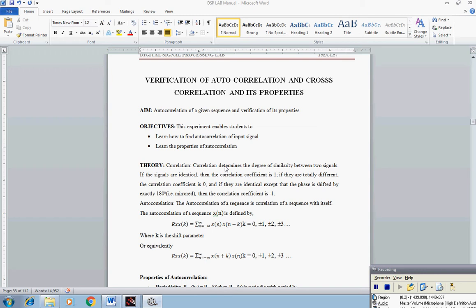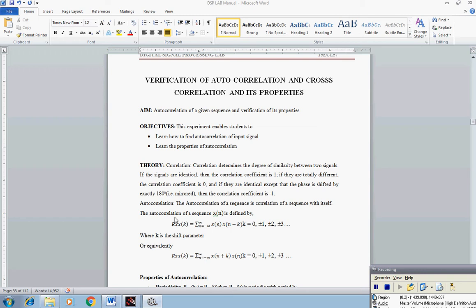Correlation is a mathematical technique which indicates whether two signals are related and, in a precise quantitative way, how much they are related. A measure of similarity between a pair of energy signals x of n and y of n is given by the correlation function rxx if it is an autocorrelation, rxy if it is a cross correlation.